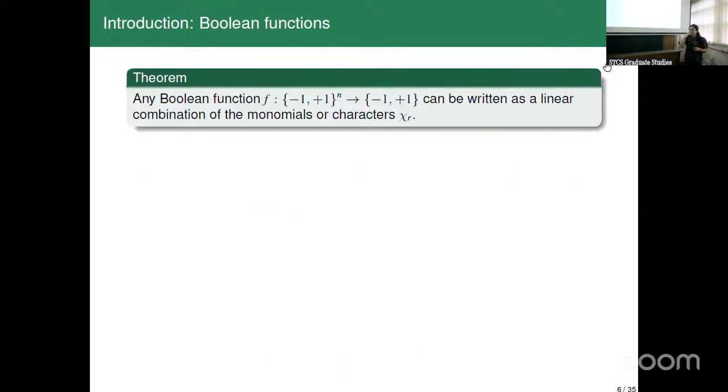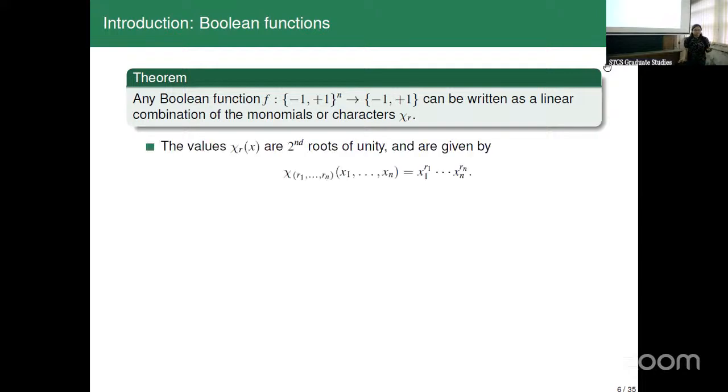So it turns out that this is not the property of AND or majority. This is in general true. Any Boolean function can be written as a linear combination of the characters. And the values are second roots of unity, that is, they are either -1 or +1. Values of what? Values of the characters.